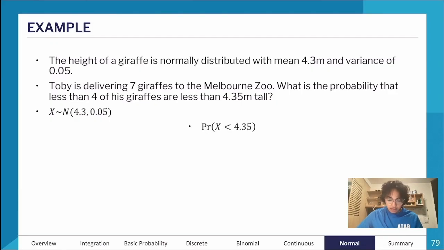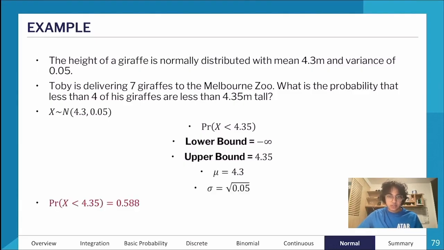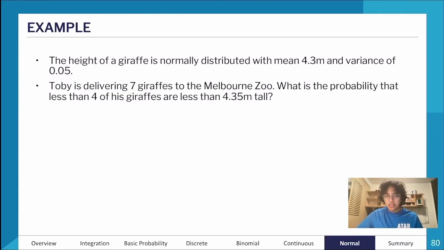So again, we just create our variable. The probability that x is less than 4.35 is what we want to work out. So lower bound negative infinity, upper bound 4.35. We enter it all in, we get 0.588. Now that's not the entire question, right?